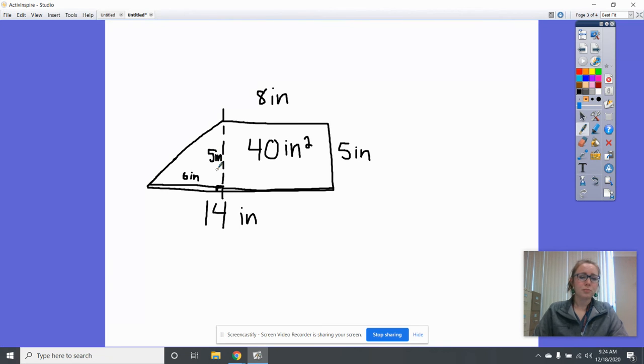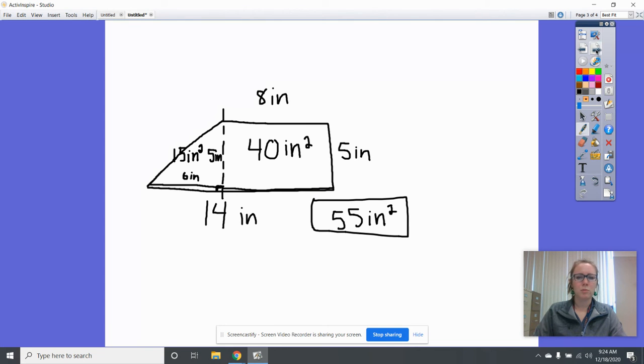So now, we can solve for the area of this triangle by doing base times height divided by 2. So 6 times 5 is 30 inches squared, divided by 2 is 15 inches squared. And our last step is, because the goal was to find the area of the whole thing, we're just going to add those two numbers together. 15 inches squared plus 40 inches squared is going to be 55 inches squared. So that's our first example of a composite figure and finding the area.